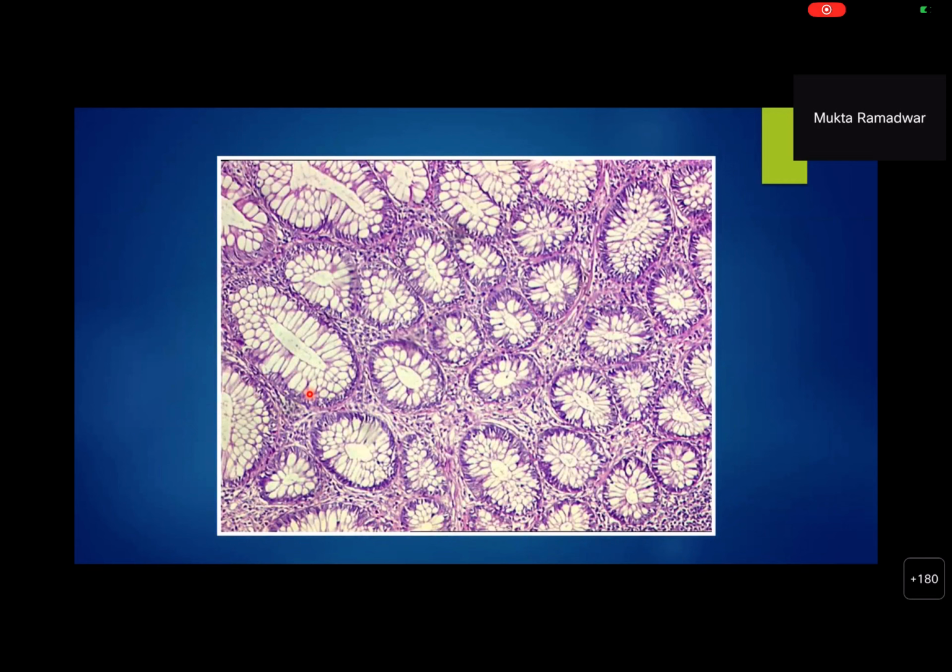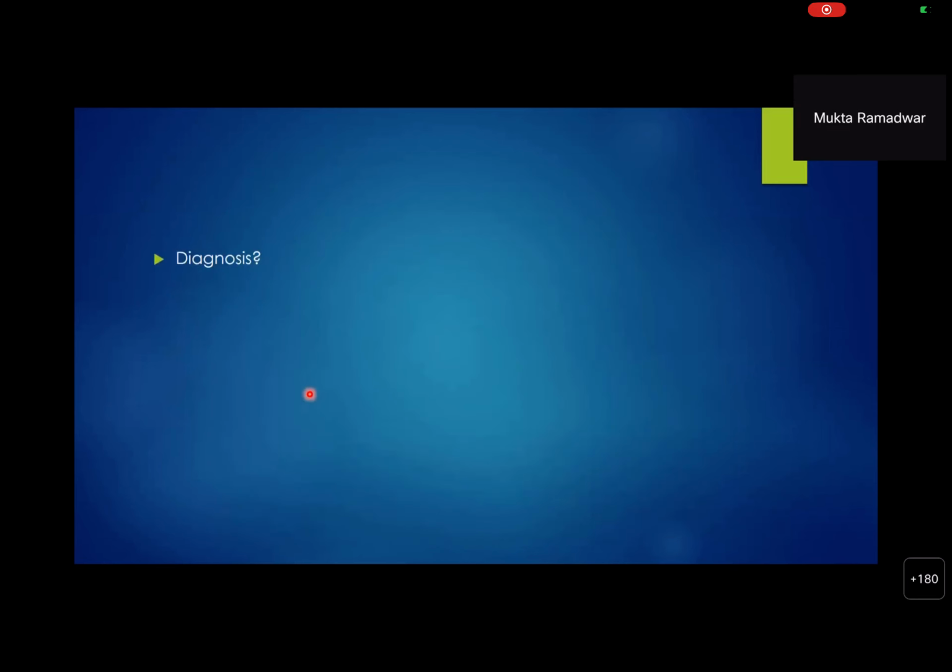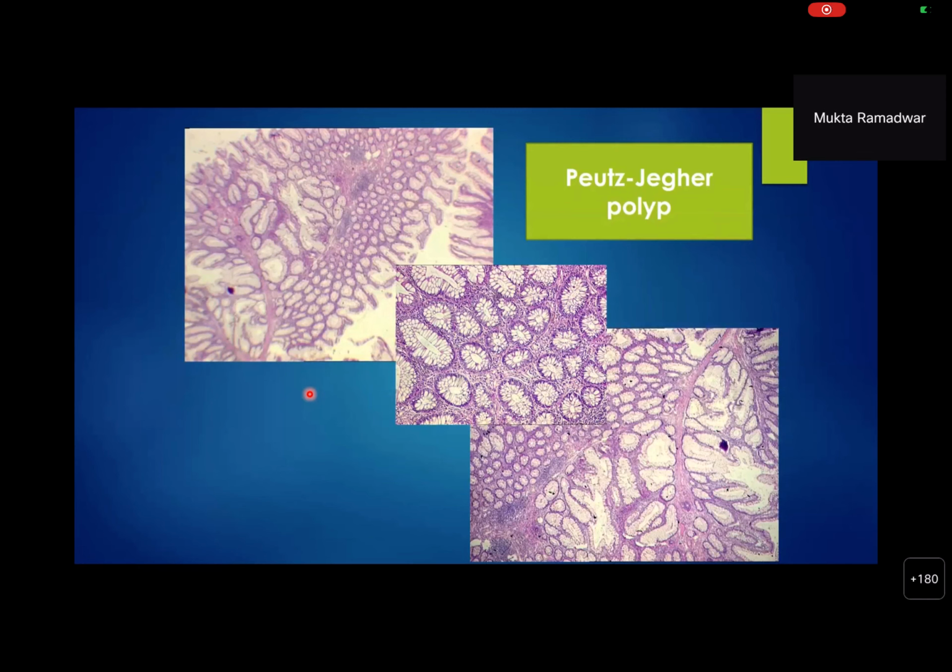So this is the higher power of the epithelial component. Can you now see how different it is compared to the adenomas that we saw earlier, and also the hyperplastic polyps? This almost looks normal, isn't it? Yes, ma'am, that is the peculiarity of a hamartomatous polyp. So this is a Peutz-Jeghers polyp. Deepali, well done. That's a very good diagnosis.